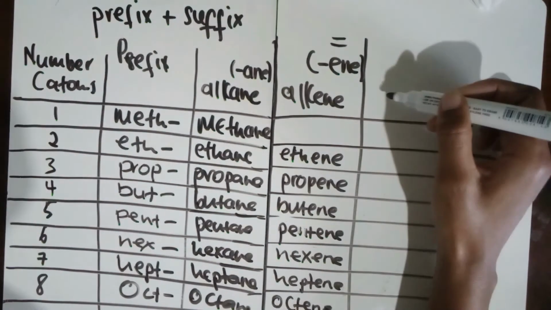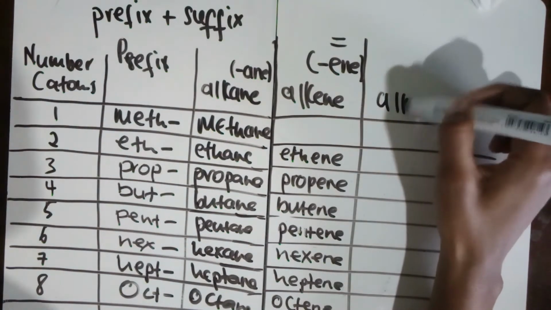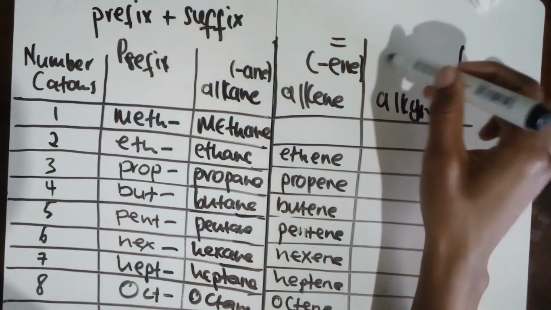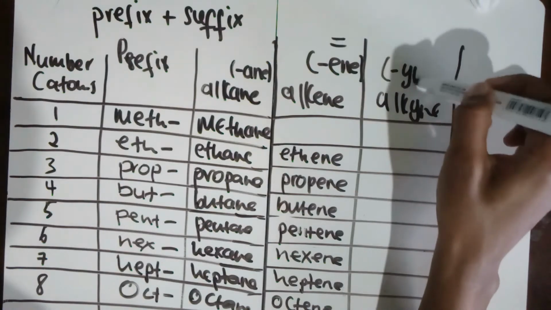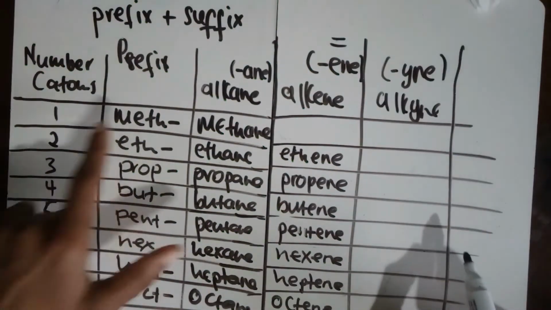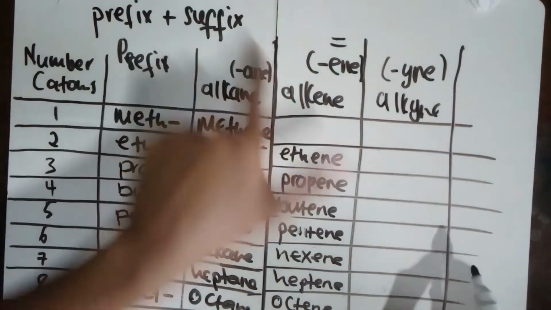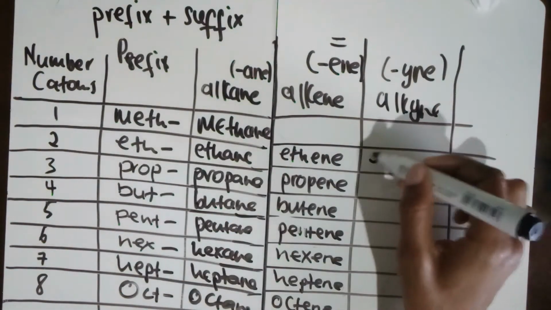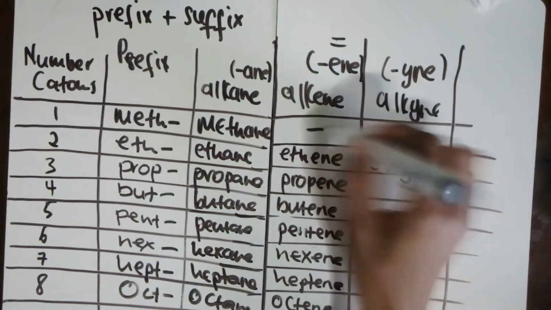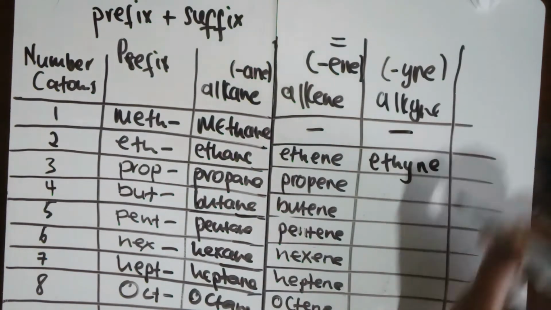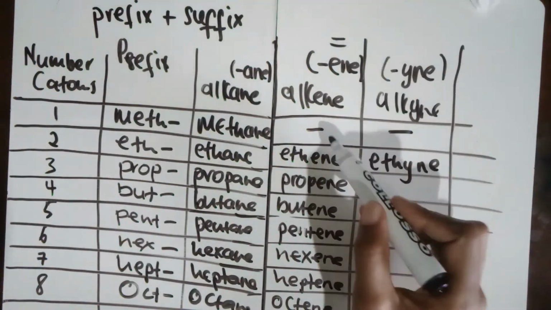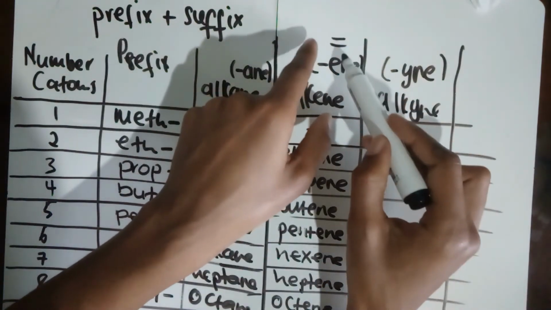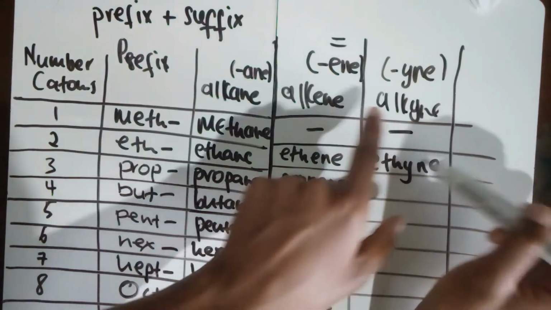And if it's an alkyne, the suffix is actually just going to be -yne. So we add our prefix plus our suffix, so we actually have ethyne. So these two are not there. Remember, there's only a single carbon. It cannot form a double bond with itself, as well as a triple bond. So that's why we don't have it.